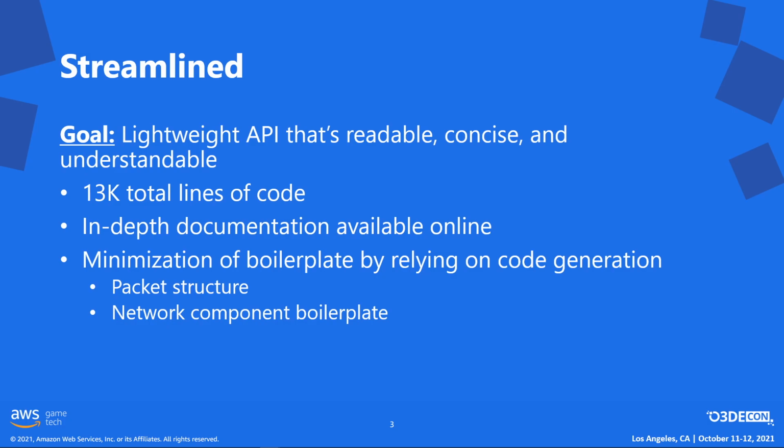Starting from the top, having a streamlined API that's readable, concise, and understandable is key. A significant amount of boilerplate was reduced by relying on code generation. In total, AZ networking is about 13,000 lines of code, including the generated artifacts. To give a better sense of how the code gen looks, here's how AZ networking's core packet types are generated.